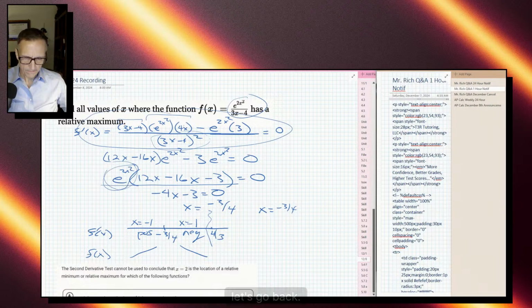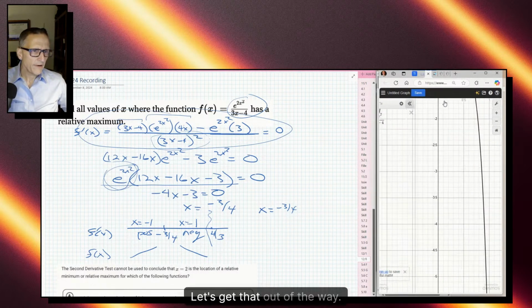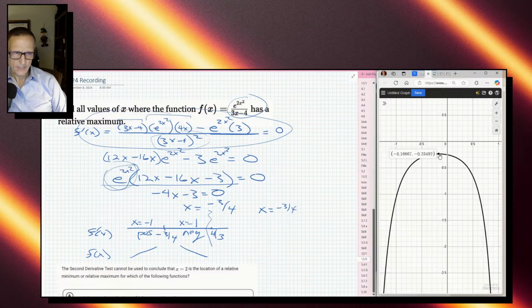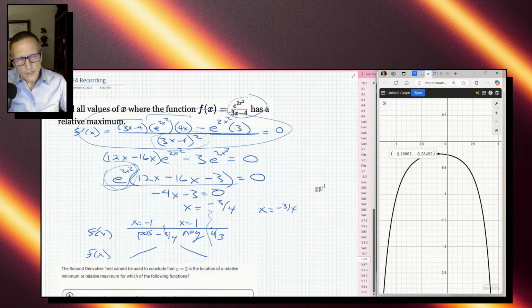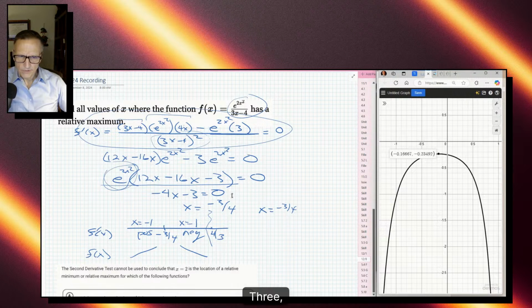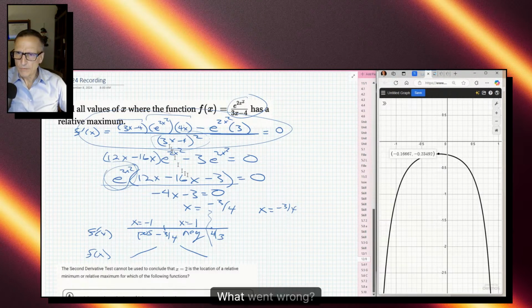Oh, let's go back. There we go. Let's get that out of the way. Find our, there it is. So it looks like at, now see, this gives us a different value. This gives us x equals negative 0.1667. So let's see if we mess something up here. 3/4 is what I was expecting to see right here. What went wrong? So low, see, low D high.